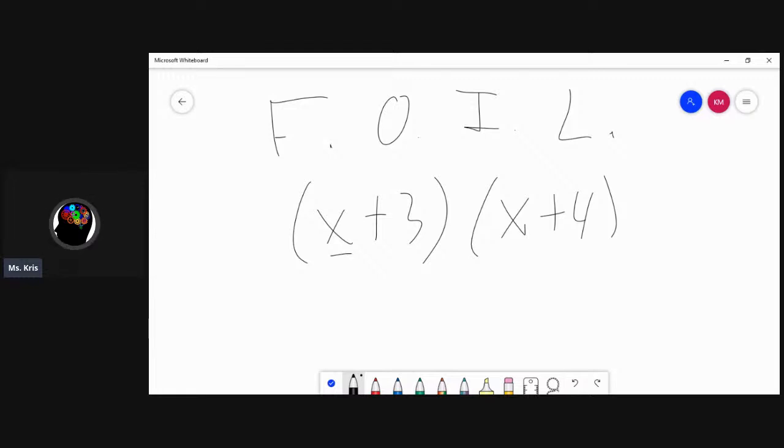First means I multiply my first two terms, and that gives me x squared. Outer means I multiply my first term in the first parenthesis and the second term in the second parenthesis. So the first term of the first binomial to the second term of the second binomial is the outer multiplication, and that is plus 4x, because 4 times x is 4x.